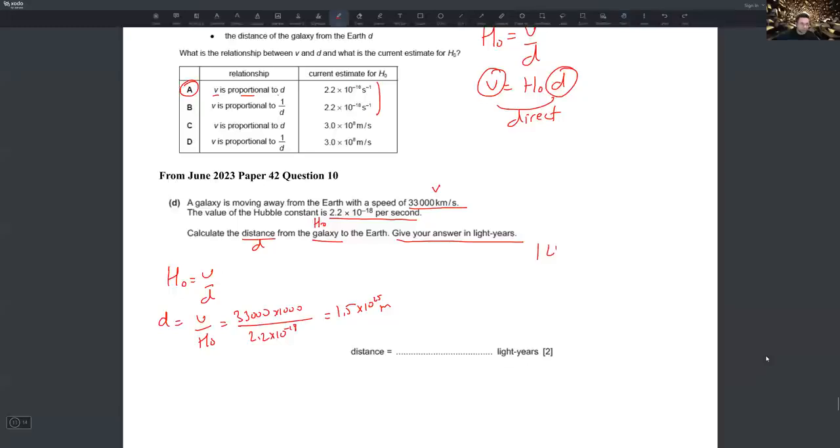Remember, 1 light year is 9.5 times 10 power 15 meters. So to convert from meters to light years we divide by 9.5 times 10 power 15. To get the distance in light years we say 1.5 times 10 power 25 divided by 9.5 times 10 power 15. We do answer divided by 9.5 times 10 power 15. It gives a long number, in standard form 1.58 times 10 power 9.